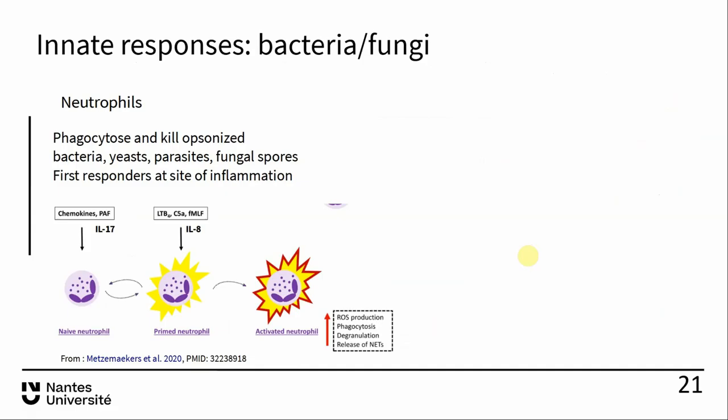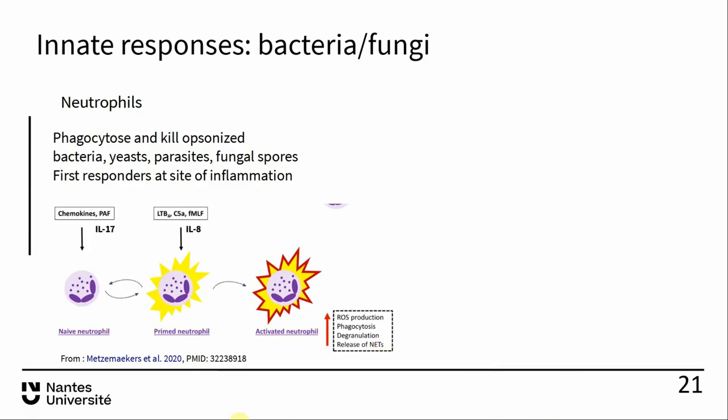So direct lysis of cells, but opsonization is a very important role of complement. Now, opsonization means that some kind of phagocyte will come along and internalize the bacterium or the fungal cell and destroy it. So the first responders to a site of inflammation are neutrophils. They can phagocytose and kill bacteria, yeast, parasites, and fungal spores.